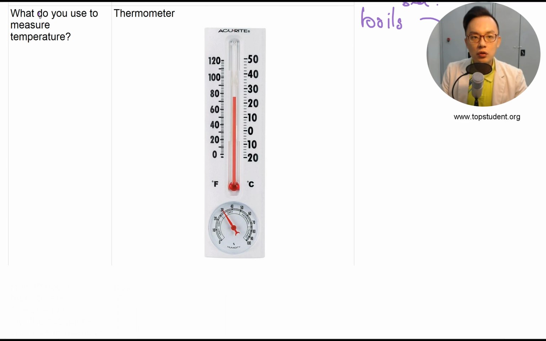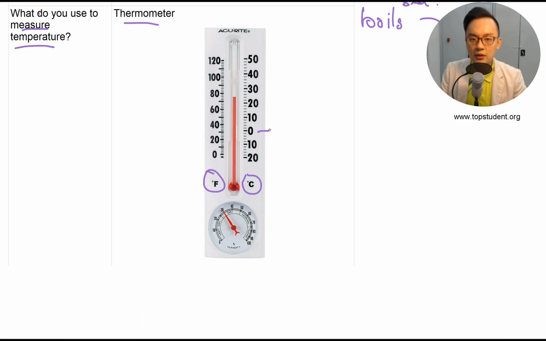So what do you use to measure temperature? Alright, it's a thermometer. This is how a thermometer looks like. There are some markings over here. There are two common scales. One of them is degrees Celsius, the other one is degrees Fahrenheit. Singapore and most of the world will use degrees Celsius. Only the USA and I think one other country uses degrees Fahrenheit, which is a bit different from what we do.